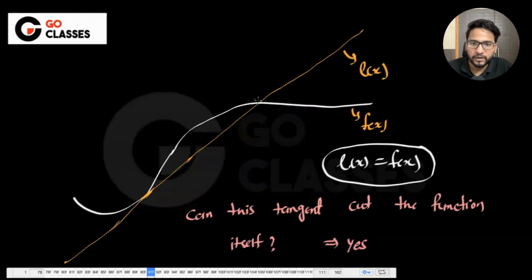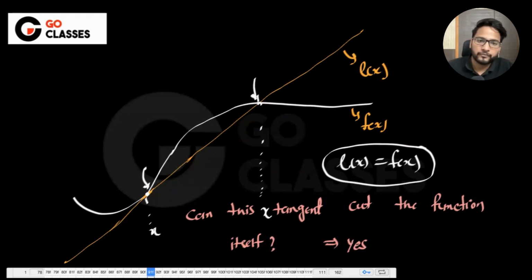Two points, right? One is this one, another one is this one. So two points are satisfying here. Cutting and equal to same, two functions are meeting at some point. See, l(x) equal to f(x) means at which value of x both are equal. At these two values both are equal. If you solve l(x) equal to f(x), then you will definitely get these two points, 100%.